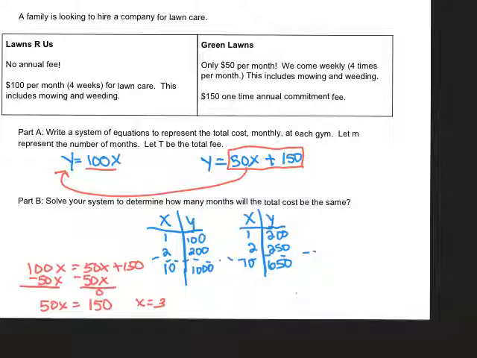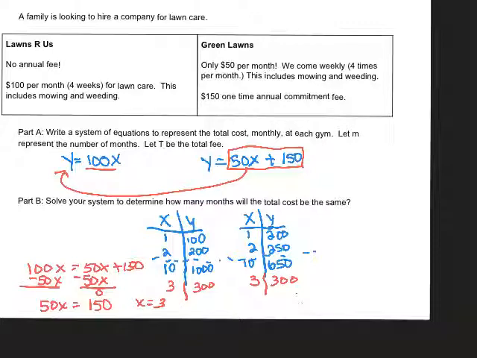Well, if I go back into this original equation, y equals 100x, and I put in 3 for x, y is 300. So let's see that. X is 3, y is 300. How about here? When x is 3, 3 times 50 is 150, and 150 plus 150 is 300. Well, sure enough, they both cost the same amount at 3 months. And then at 4 months, green lawns is going to be the best deal.